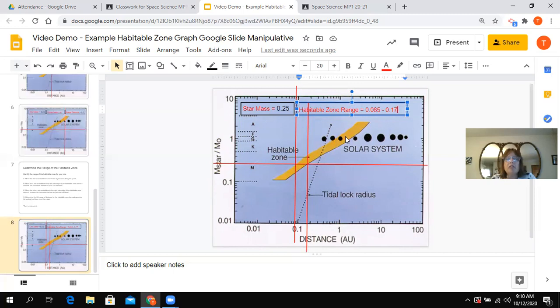So up here is our solar system. The habitable zone for our solar system is from roughly here to here. This is the range for our solar system. The range for a star that's down here is in this area. The range for a star that's this mass is this area only.